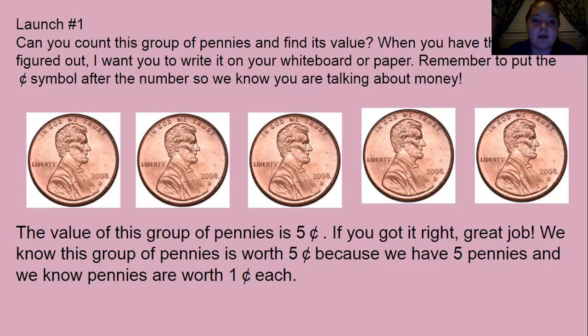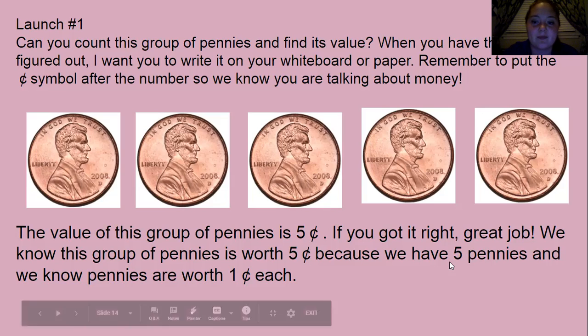We know this group of pennies is worth 5 cents because we have 5 pennies, and we know that pennies are worth 1 cent each, so we can count by ones. All right, let's move on to the next one.